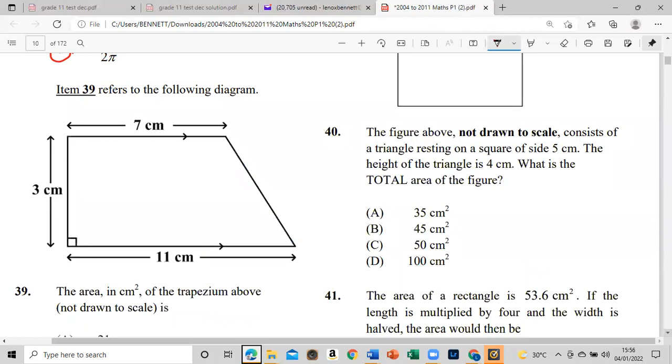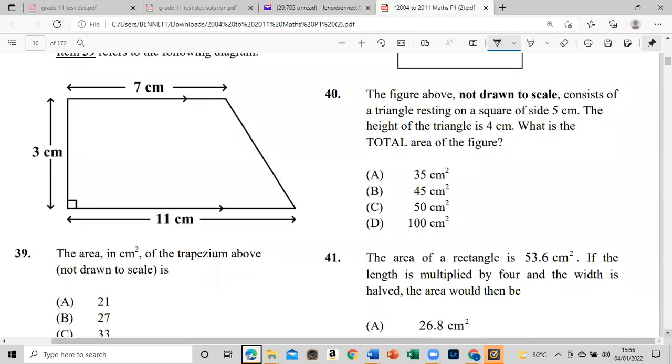39 refers to the following diagram. The area in centimeters squared of the trapezium above, not drawn to scale, is this.